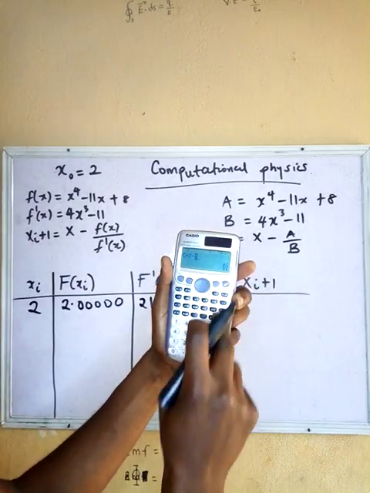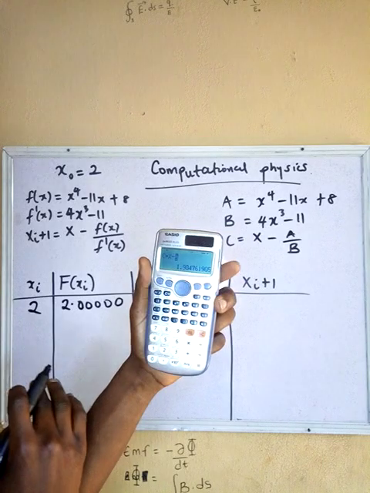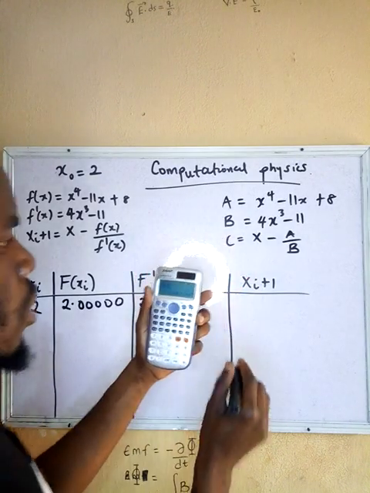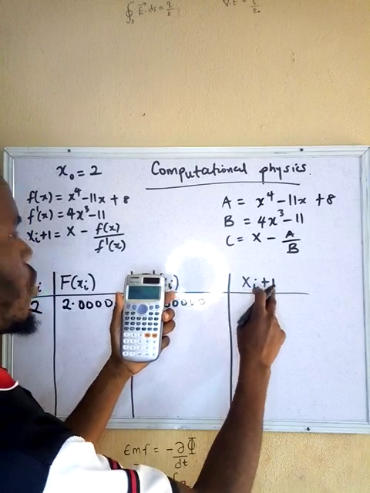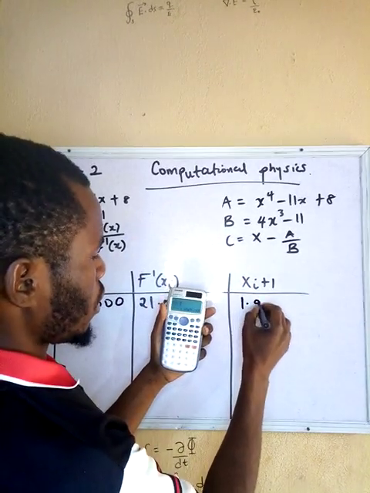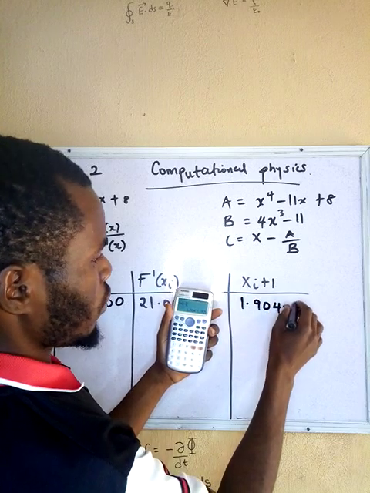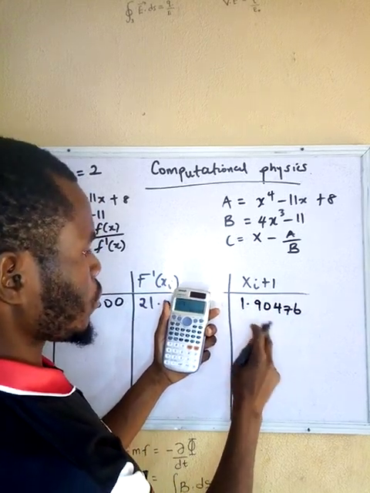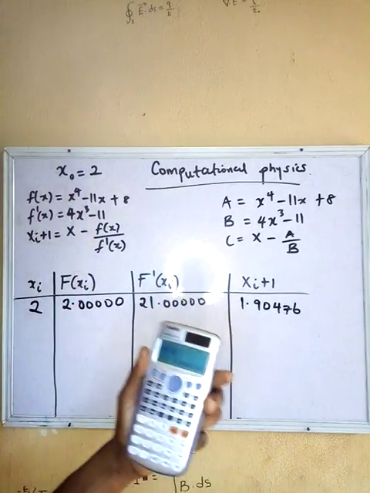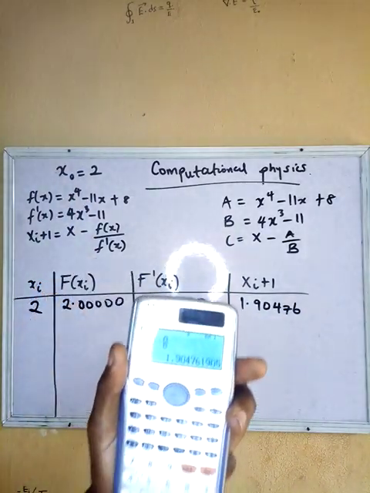C is 40 over 21. Then you press this button, it gives you 1.90476. That becomes our x i plus 1 from the Newton-Raphson algorithm. 1.90476, that is 1, 2, 3, 4, 5 decimal places. Yes. So now what will be our next initial guess?